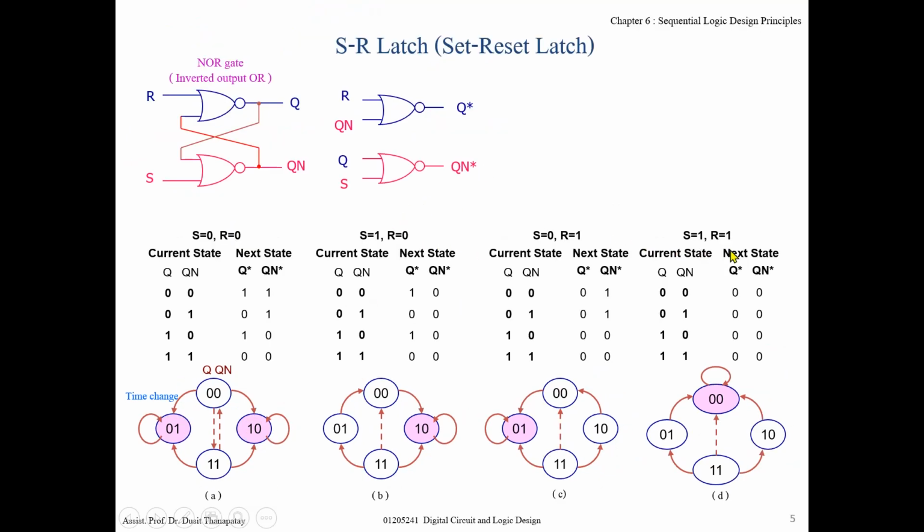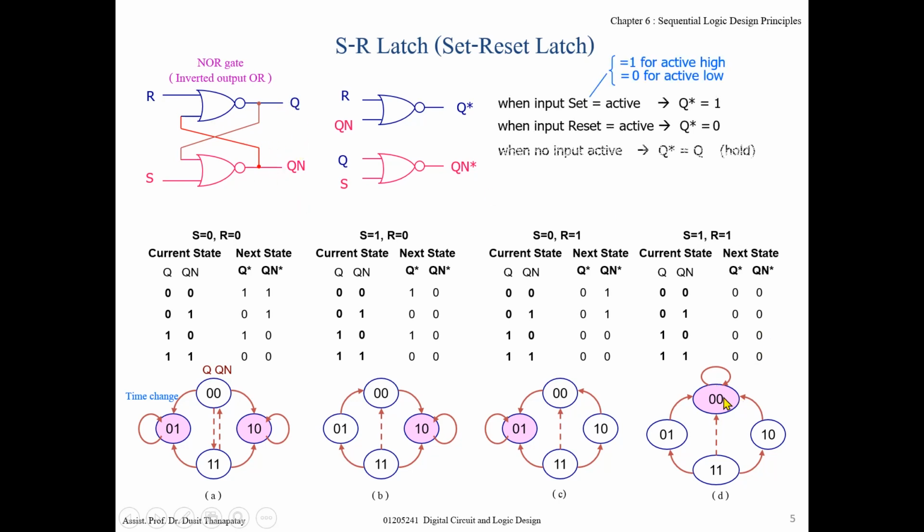And when S is 1, R is 1, it forces output Q to become 0 in this case. Okay, that's the summary. This kind of device is called a set reset latch or SR latch.